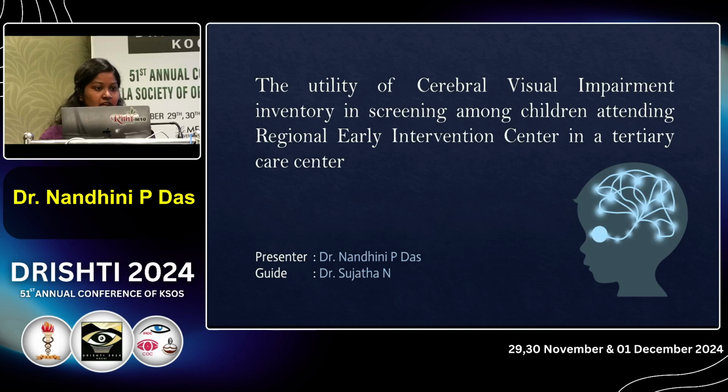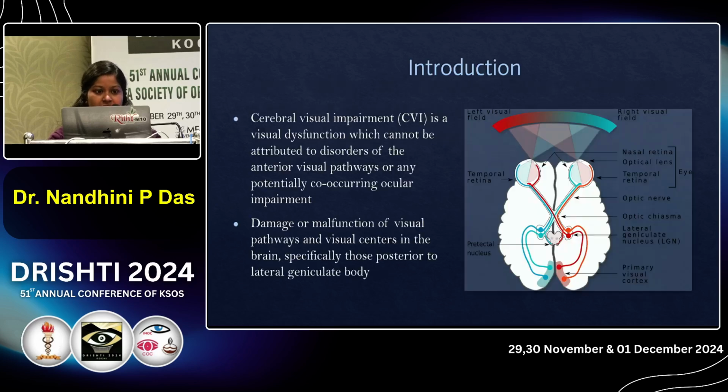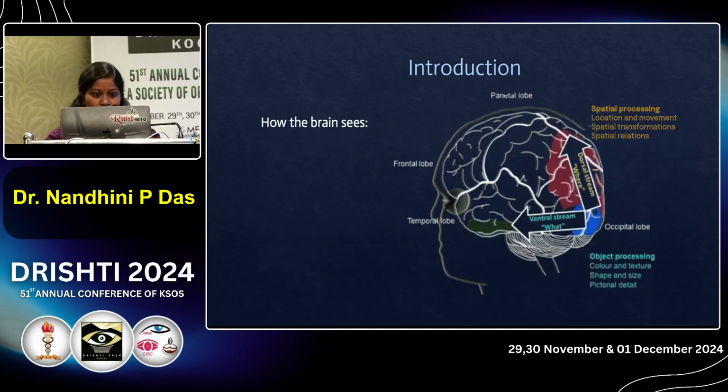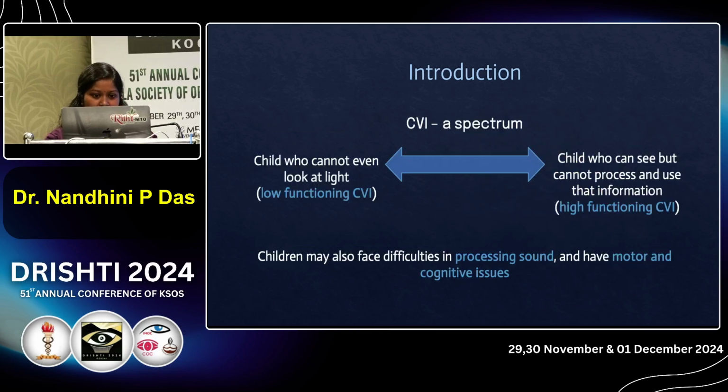Good afternoon. I am here to present my study on the utility of the cerebral visual impairment inventory in screening among children attending the Regional Early Intervention Center in a tertiary care center. The term cerebral visual impairment implies that the site of visual impairment is in the parts of the brain that process visual information. Damage to the dorsal and ventral stream is responsible for the clinical features of CVI. It is a spectrum ranging from low function CVI to high function CVI.